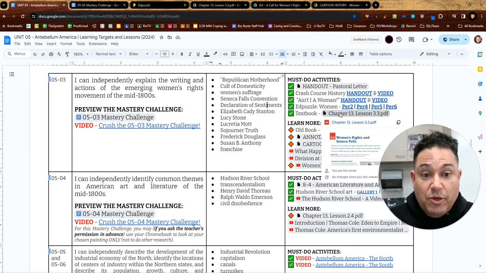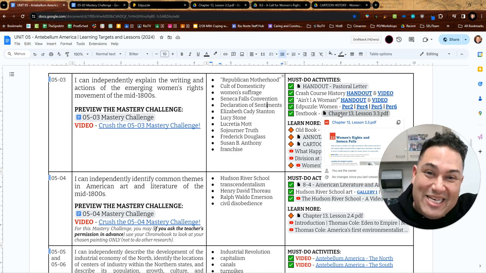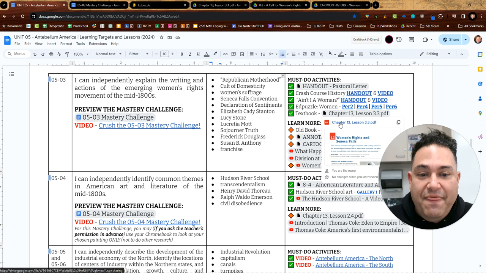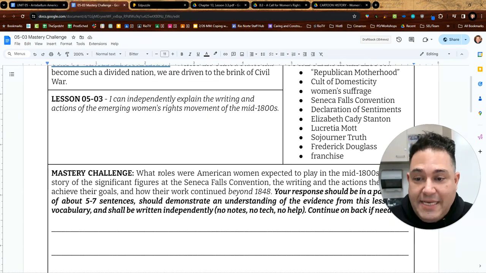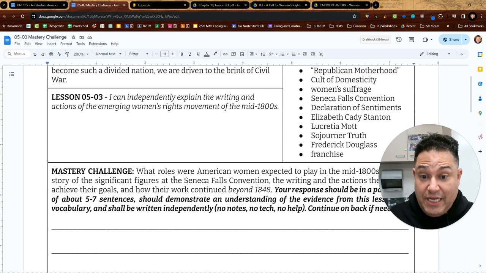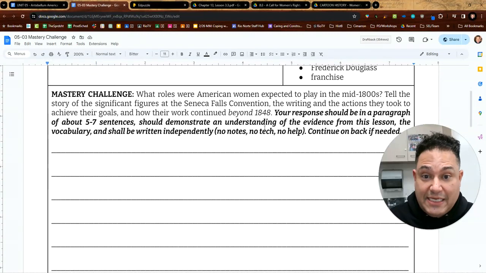And then there's the textbook reading. This is the brand new textbook, the only one that you know, right? It's the textbook that's on the shelf in our classroom. And there's the digital version of Chapter 13, Lesson 3.3, Women's Rights and Seneca Falls. If you do these things right here, then you have a basic, proficient understanding, and you read it and you process it. You should have a proficient understanding to get a 7 or an 8 out of 10 on this.